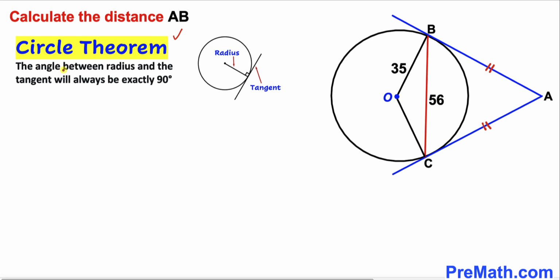And now let's recall this circle theorem. According to this theorem, the angle between the radius and the tangent will always be exactly 90 degrees. As you can see in this diagram, we have this radius and this tangent, and this angle is 90 degrees. In our case, these are our tangent lines and these are our radii. So therefore, this angle is going to be 90 degrees, and this angle has got to be 90 degrees as well.